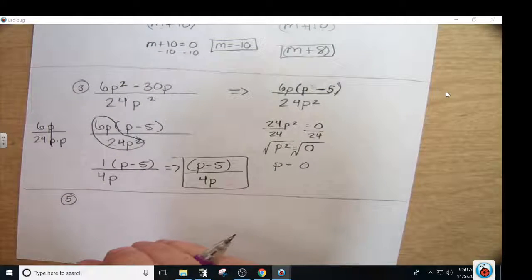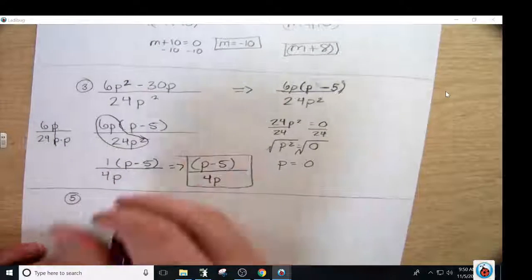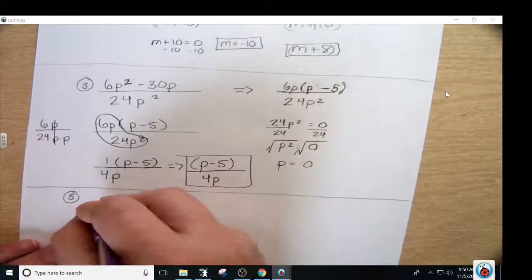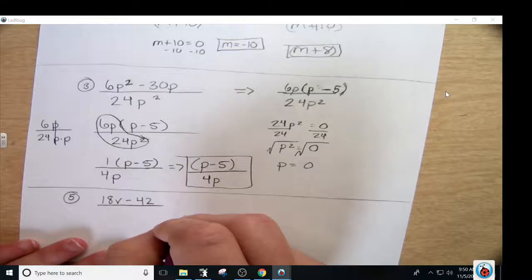All right, number 5. All right, 18v minus 42 over.